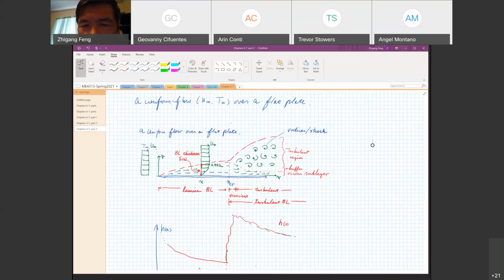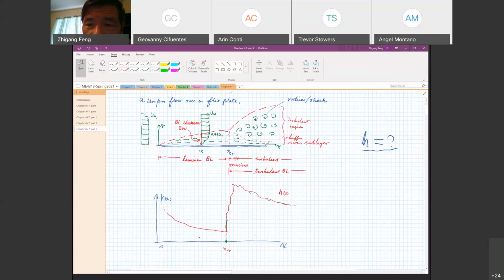So we are in chapters 6 and 7, and we combine these two chapters because both focus on external flow, the flow outside an object. And we are interested in finding the convection heat transfer coefficient h. So we want to know how we calculate h for different configurations. And last time we discussed flow over a flat plate. So this is the configuration of flow over a flat plate.